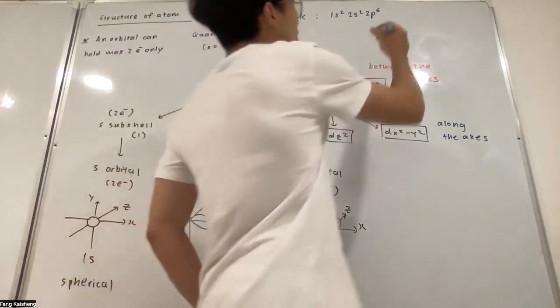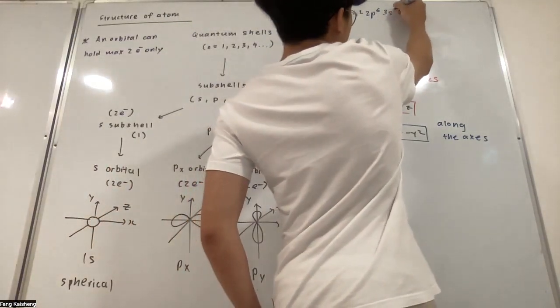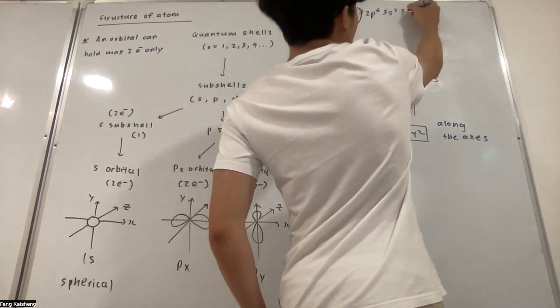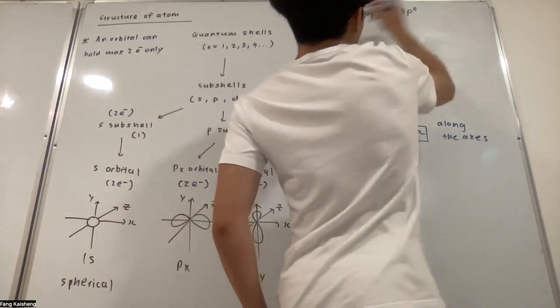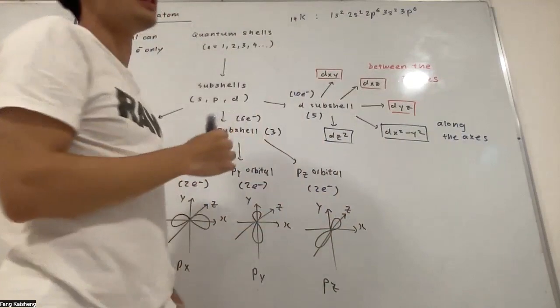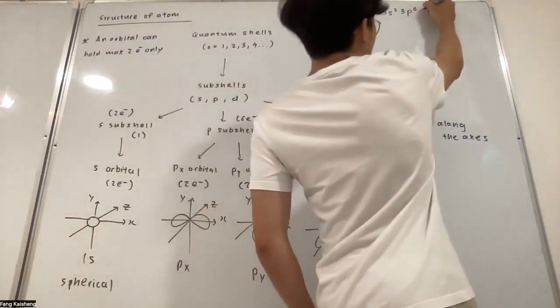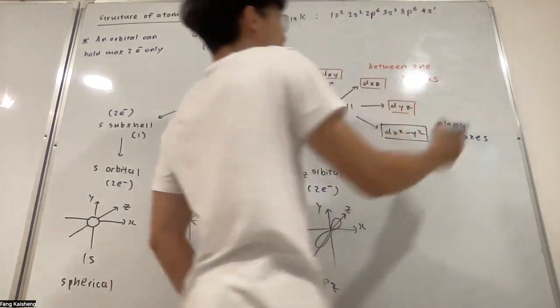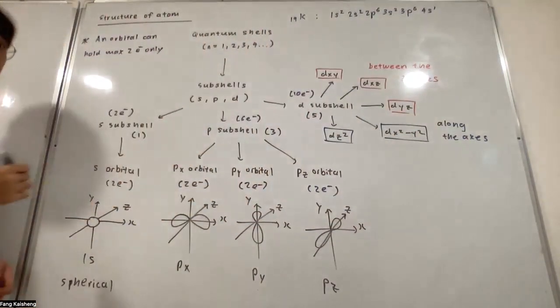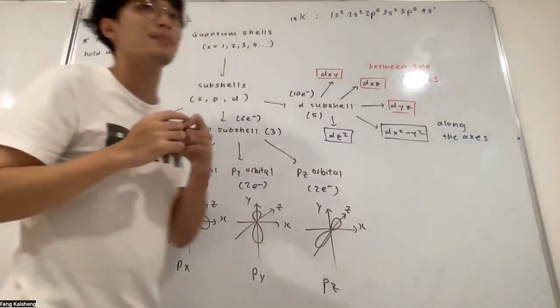Okay, then what's the next one? Then you move on to 3s. s can only go up to 2, then afterwards 3p6. Up until this point, you count, you have 18 electrons. After 3p, you go to 4s. And for 4s, you only have one more left, so you don't need to fill it up with 2, you just need to fill it up with whatever you need. Right? So that's the idea here. Okay?